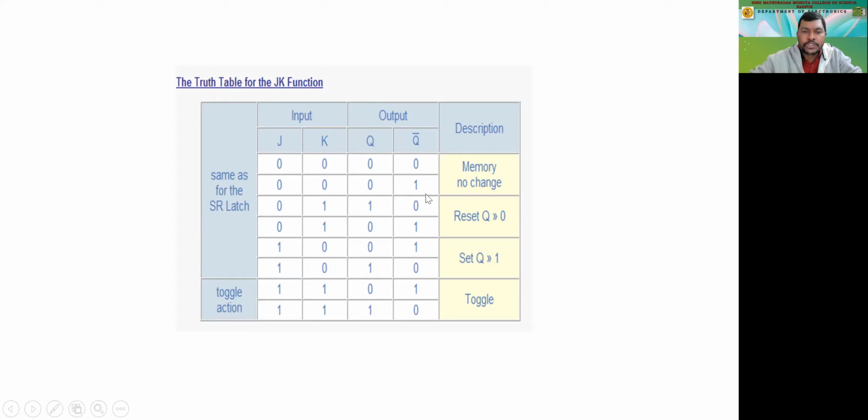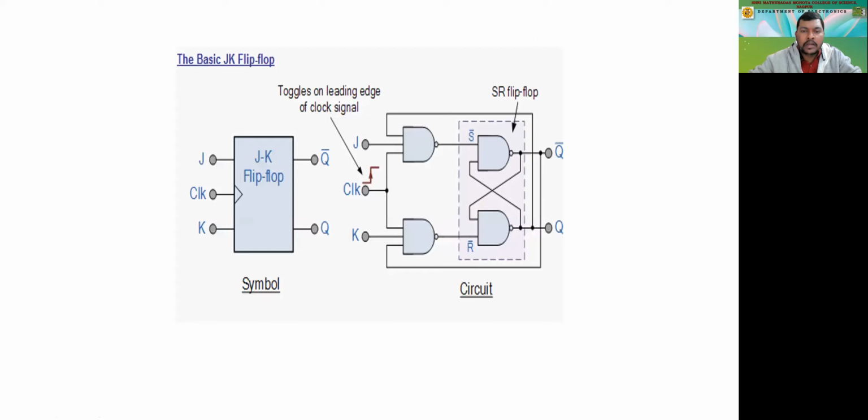So it will be no change. And as you put J equal to 0 and K equal to 1, which implies that this NAND gate is not going to give output, and the output of this will be equal to... this will all change together because we have used NAND gate, right?